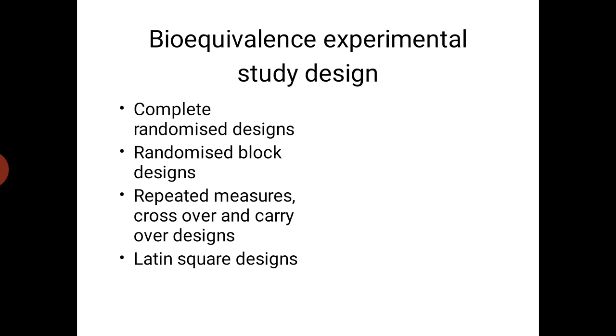Okay, now what is the experimental design for in vivo bioequivalence? Four different experimental designs we are selecting. One is completely randomized design, then randomized block design, repeated measures crossover and carryover design, and Latin square design. What is meant by completely randomized design? We need to compare a test with a standard. The selection of the study design is based upon the individuals, the volunteers on whom we are going to conduct the study, based upon the population. I think you may be aware of this type of studies.